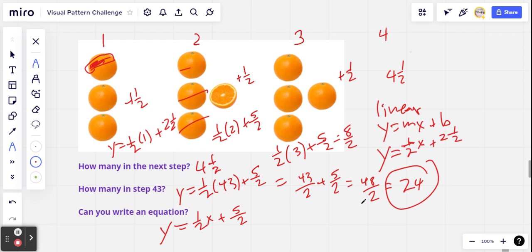Well, how did that go for you? Did you get 4.5 for step 4? Did you come up with this equation? Did the fractions give you any headaches? Let me know.